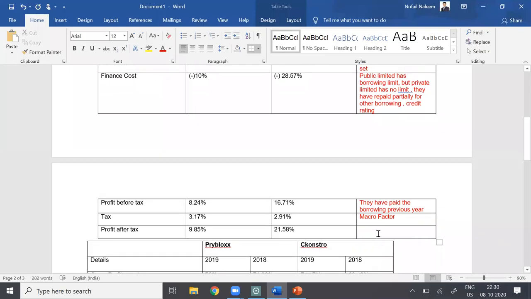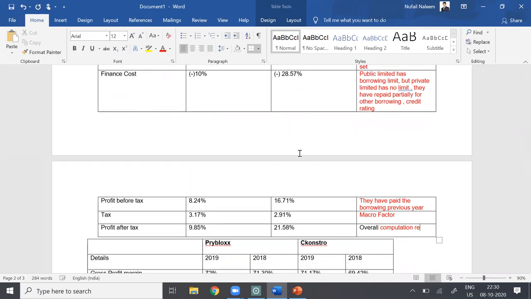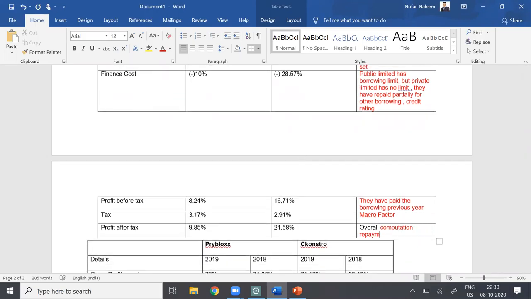And profit after tax, here I can say that is the overall computation. If you observe, the profit after tax here is 28%. I can generally say the majority of that 28% comes from the repayment of the finance cost. Agree or not agree? Because their profit after tax is really high because they have settled the loan balance. What do you think, Lily? Agree. Thank you.